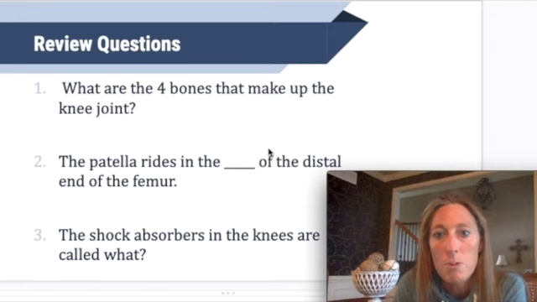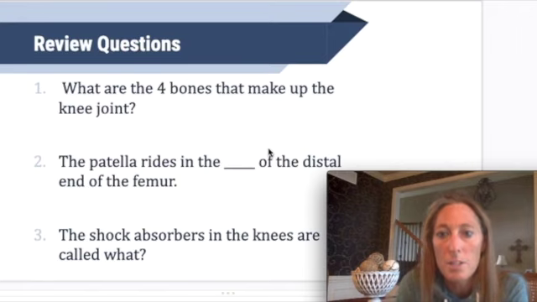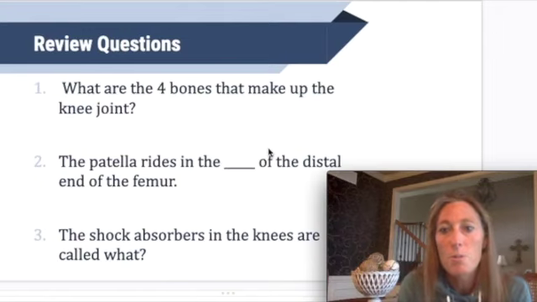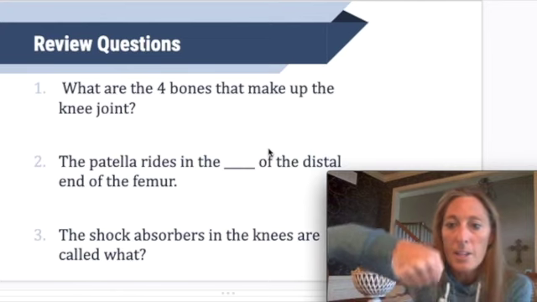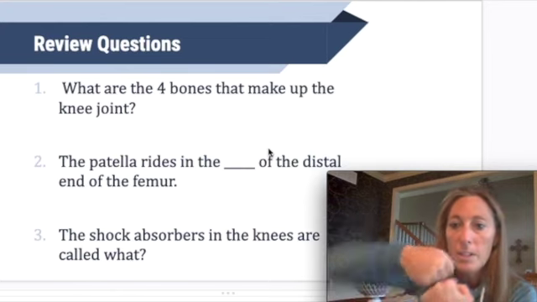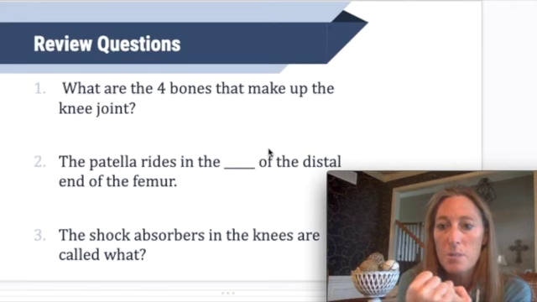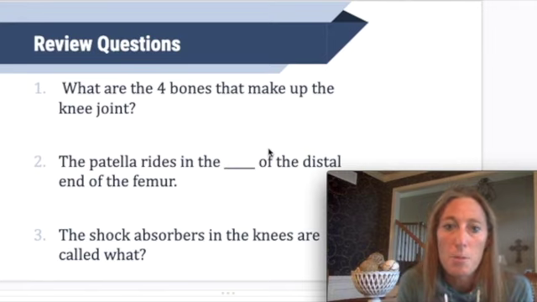Question number 1, what are the 4 bones that make up the knee joint? The 4 bones that make up the knee joint are the femur, your upper leg, your tibia of your lower leg, your patella, which is the sesamoid bone of your kneecap, and the fibula. Question number 2.